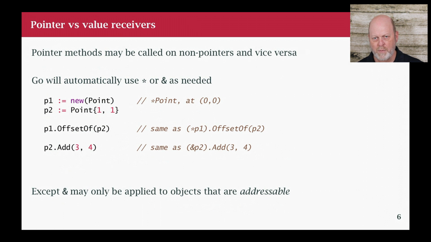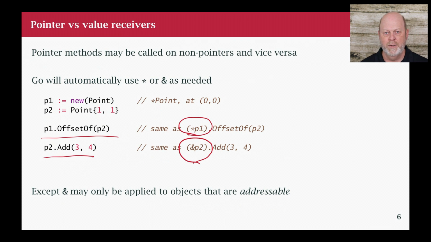Right? So assuming we have what was on the last slide with the points, right? If p1 is a pointer to a point, and p2 is an actual point value, right? Then calling offset of is fine, for example, in p1, because the compiler will translate p1 into the dereference the pointer p1 and then call the method. Okay? And p2.add is fine. Add, remember, took a pointer, but p2 is a variable of type point. It has a real place. And so again, the compiler can translate that and say, fine, take p2, take its address, and call the method with the pointer.